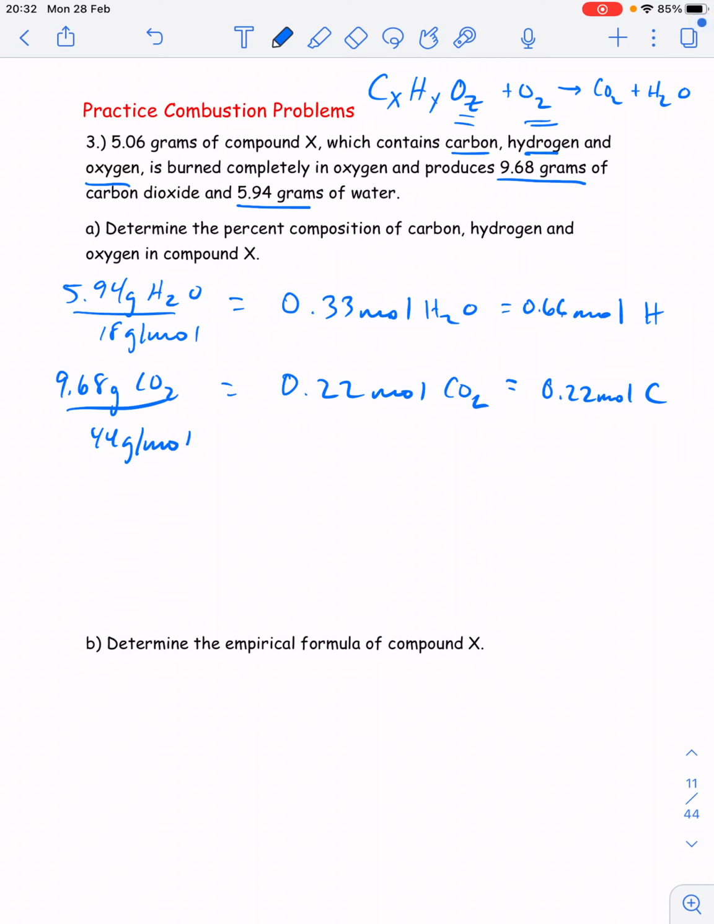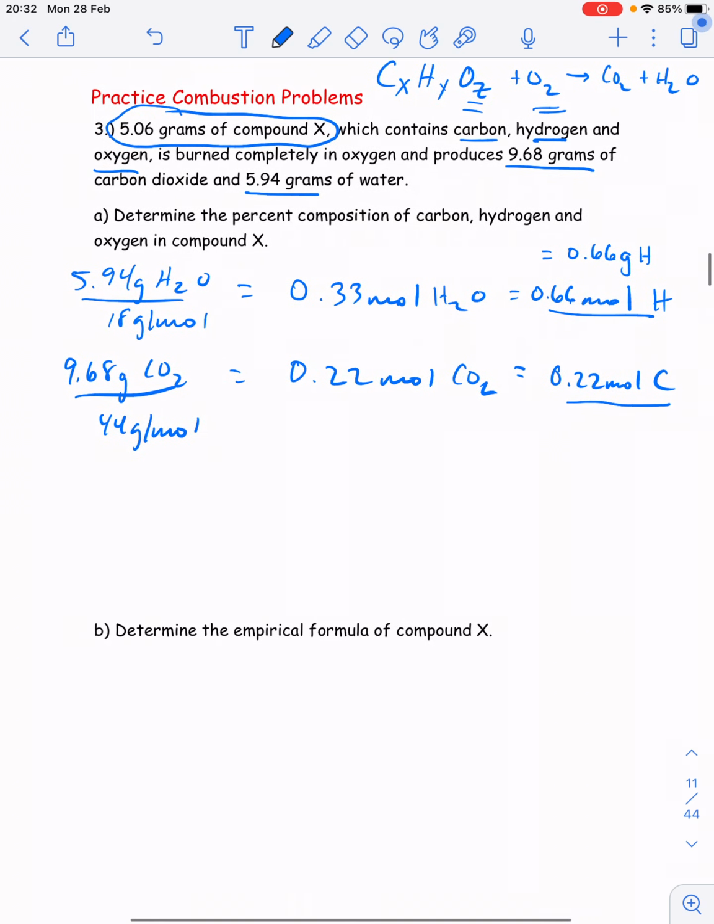So the way that I approach this is I do know that the original compound weighs 5.06 grams. That's the original mass that I have. Well, now that I know the moles of hydrogen and the moles of carbon, I can figure out how heavy those are. So 0.66 moles of hydrogen is basically 0.66 grams, since it has a molar mass of 1 if we're rounding off. And carbon, 0.22 moles times 12 is 2.64 grams of carbon.